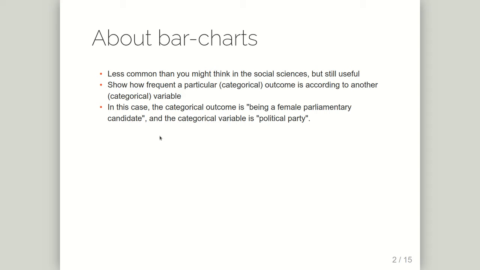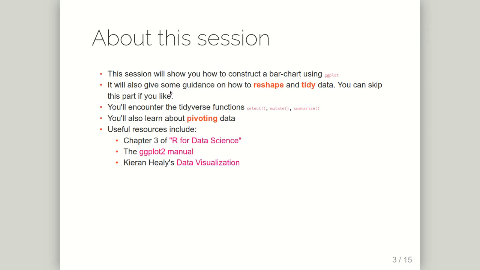The use case for bar charts is when you want to show some kind of count or frequency for some kind of categorical outcome according to another categorical variable. So in our case, the example I'm going to be working through is where we're interested in the counts or the frequencies of being a female parliamentary candidate. And we're going to show those counts or frequencies according to candidate's party. So that's the example that I'm going to be working through.